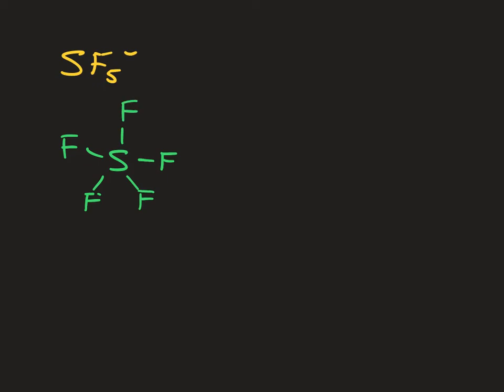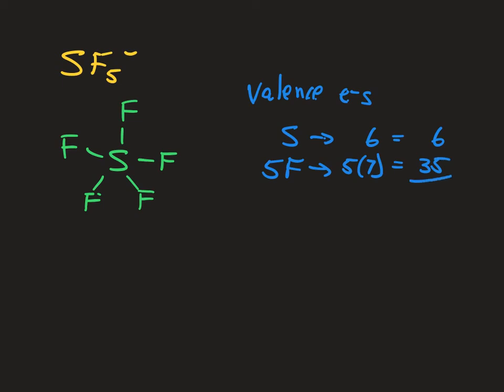Then if we look at our valence electrons, sulfur brings 6. 5 fluorines is 5 times 7. That's 6. That's 35. Gives us 41. But remember, we have a negative charge. So to account for the negative charge, we have to add 1 more electron. Gives us 42 to distribute.